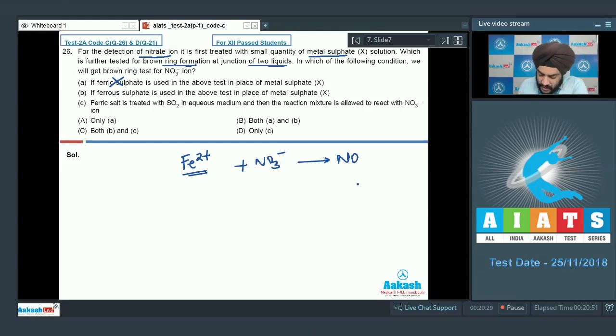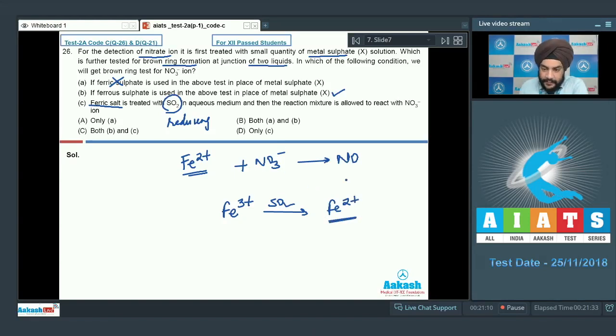If ferrous sulfate is used in the above test in place of metal sulfate X. So students, ferrous sulfate can be used as it contains Fe in a state of +2. So this is correct. Let us look at the C part now. Ferric salt is treated with SO2 in aqueous medium, and then the reaction mixture is allowed to react with NO3 minus ion. Students, SO2 is a good reducing agent, and it converts the ferric ions, Fe3 plus, which was present in the form of ferric salt, to Fe2 plus, which can then further react with the nitrate ion to give us NO. So students, this statement is also correct.